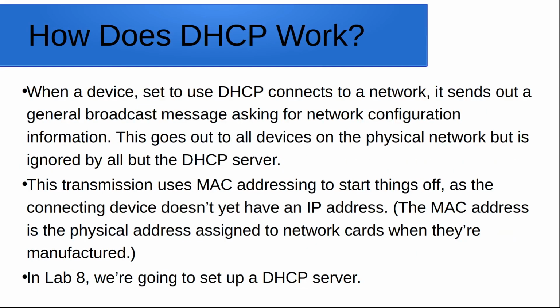So how does it work? Well, when a device connects to the network, it sends out a DHCP broadcast, a DHCP Discover packet. This goes out to every single device on the physical network and is ignored by everybody except the DHCP server. The server responds offering an IP address, the client then responds and accepts it, and there's an acknowledgement sent.